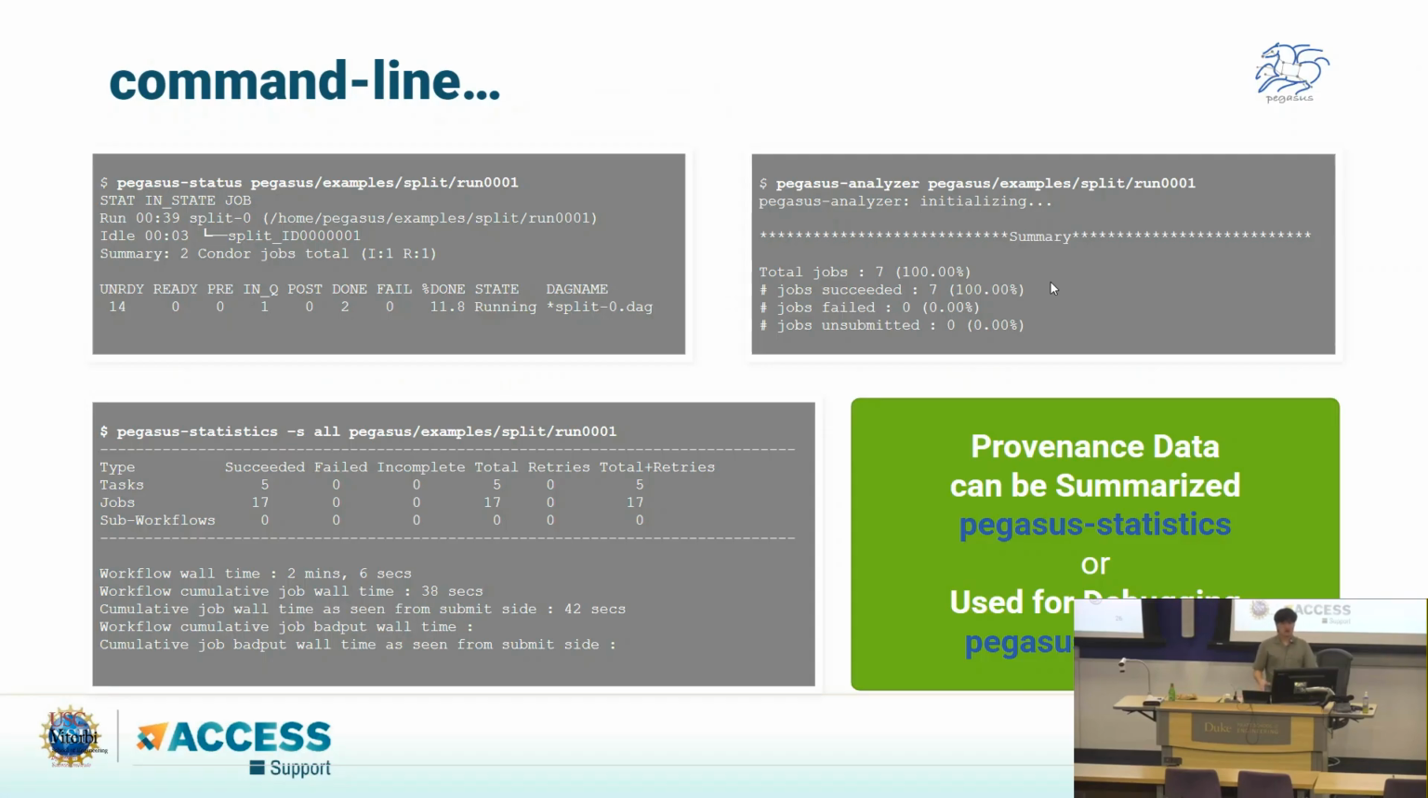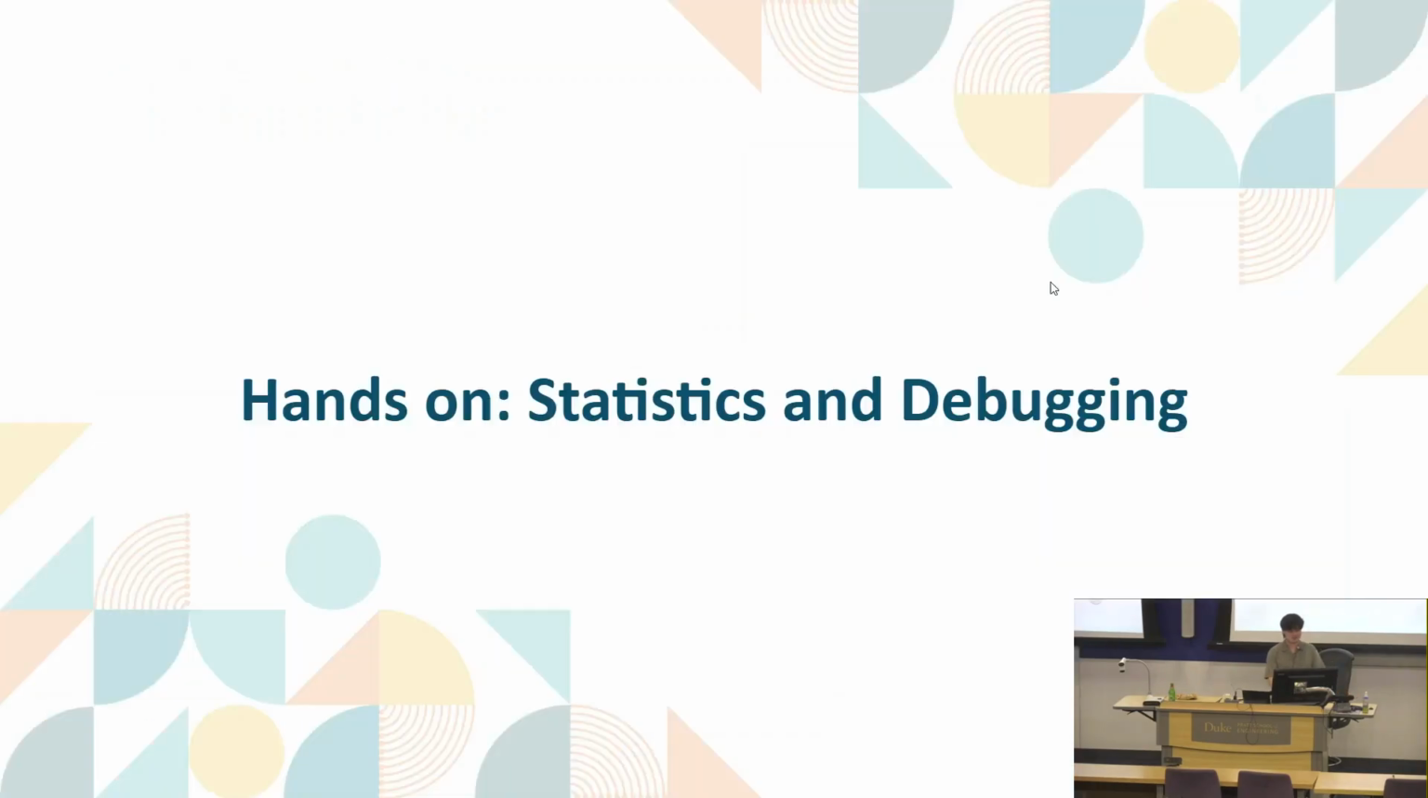So Pegasus also comes with some command line tools. You can use something called Pegasus Status, which will show you the status of running jobs. You can use Pegasus Statistics. It'll show you the number of failed jobs and the number of successful jobs within a workflow. And then a Pegasus Analyzer, same deal. It'll show you statistics. So there are these cool data provenance tools that can be used for debugging or seeing where the data came from. Again, data provenance and fault tolerance.